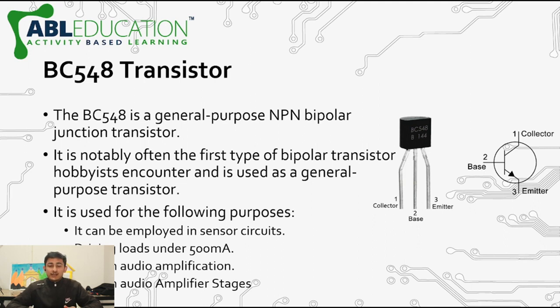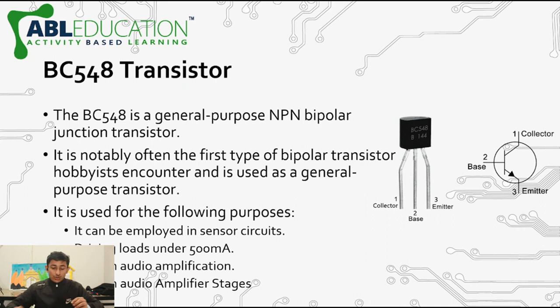So what is a transistor? A transistor is a three-terminal device. Basically, the first one is the collector terminal, the second one is the base terminal, and the third one is the emitter terminal. There are different types of uses for these transistors. Firstly, we use these transistors in amplifiers, such as sound amplifiers, for switching circuits or sensor-based circuits, and also for driving loads. It can drive a load of 500 milliamperes.